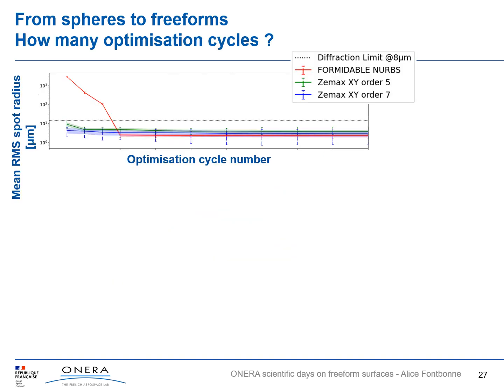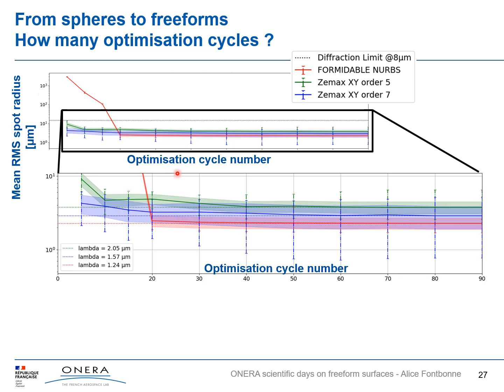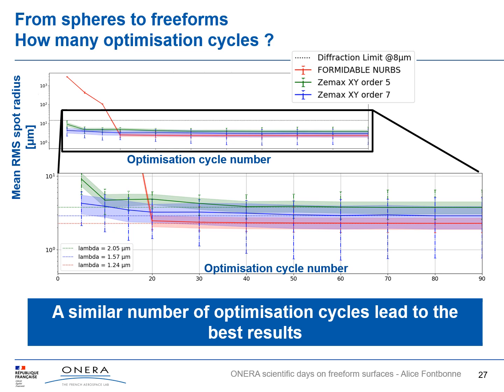Now that we have checked that, the question is how many optimization cycles do we need to obtain the best result? And the answer comes with this graph: the mean RMS spot radius, so the average one, as a function of the optimization cycle number. And here, if we zoom in a little, we can see that in the 3 cases, there is kind of an asymptotic result, which is obtained for something like 60 optimization cycles. So a similar number of optimization cycles leads to the best results.